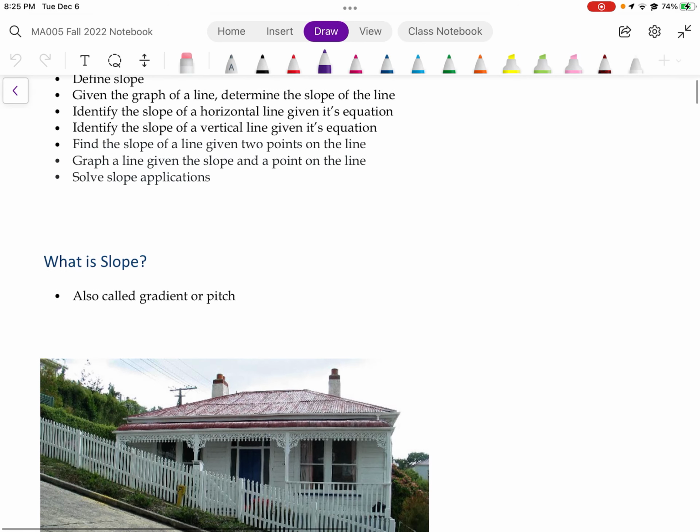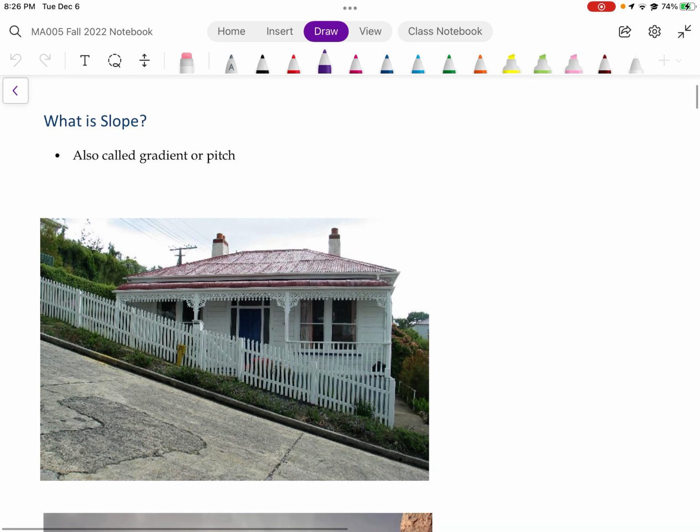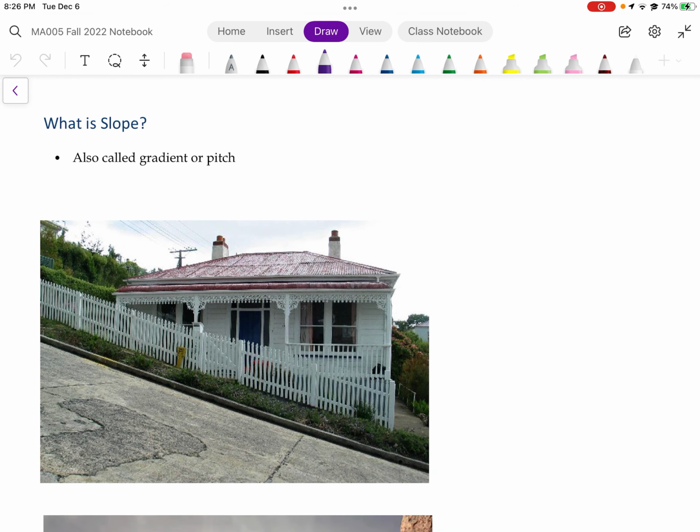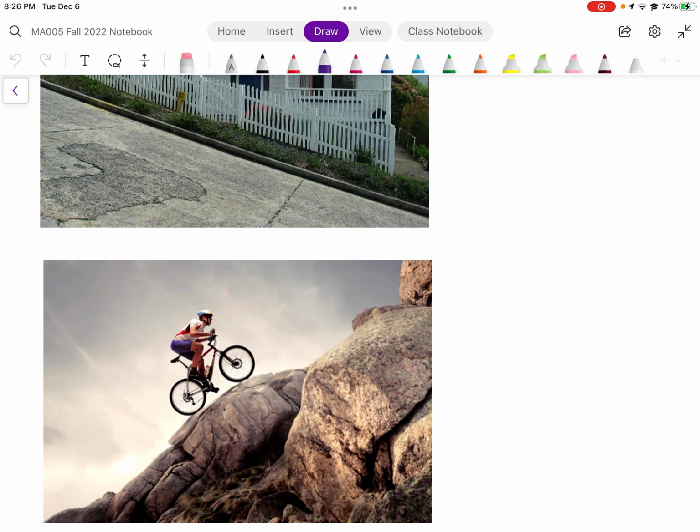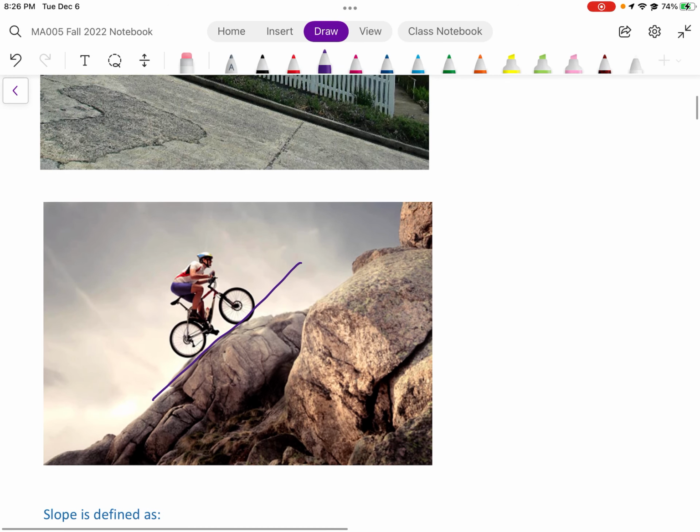So what is slope? It's the steepness of something, basically. It's also called gradient or pitch, like the pitch of a roof. And you can see here, compared to the house that is flat or on level ground that they've cut out into the hill, how steep the hill is. So that is the gradient or the pitch or the slope of the hill. There's an example of a pretty steep spike, it's at a pretty steep slope, and we can find out exactly what that slope is.